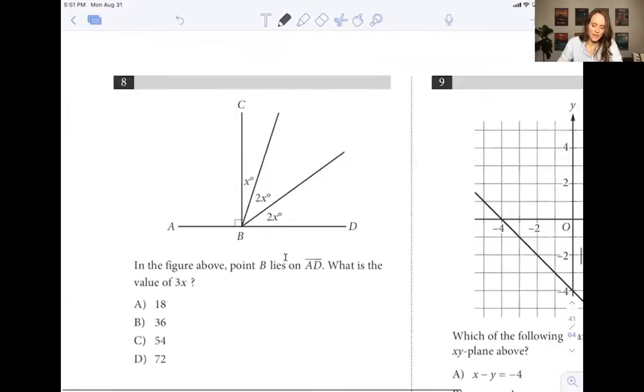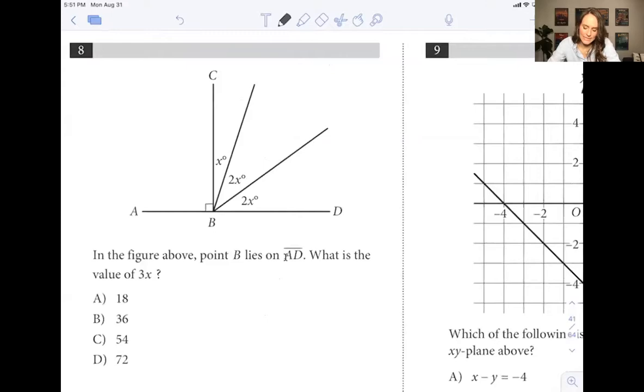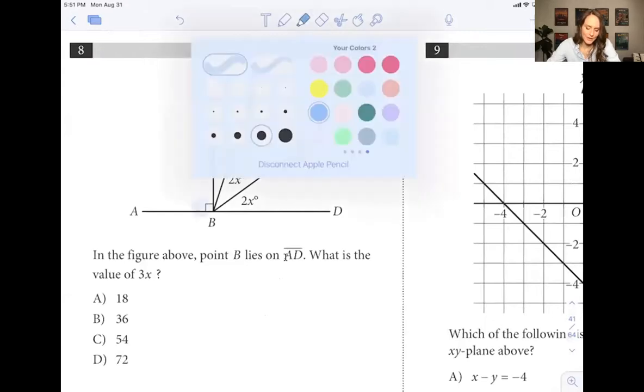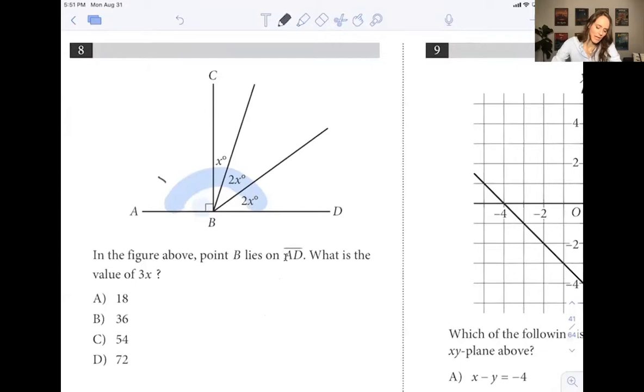In the figure above, point B lies on AD. What is the value of 3x? We recognize that we have a 90-degree angle on the left-hand side, a straight angle, so this all together equals 180 degrees. So we have a right angle on the right-hand side too.